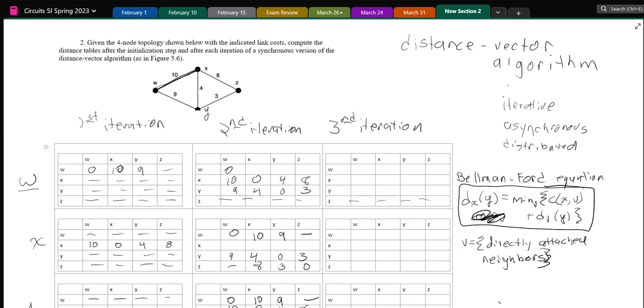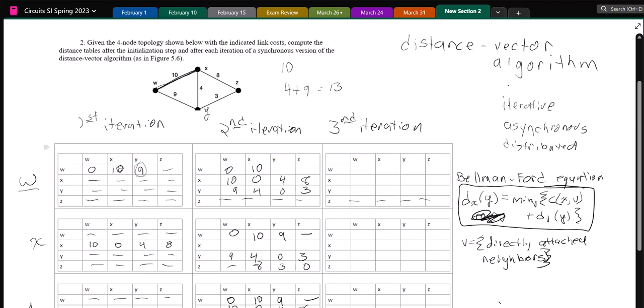Let's see, so right now we're trying to figure out what the minimum of our directly attached neighbors are. So it has 2 directly attached neighbors, and so from X, it would cost 10. Now, to get to X going through Y, we look at how much it costs to go from Y to X. To go from Y to X, it costs 4. So we'd have 4 plus how much did it cost us to get to Y in the first place? That's right here, that's 9. So that'd be 13. So we take the minimum of these two, which is 10.